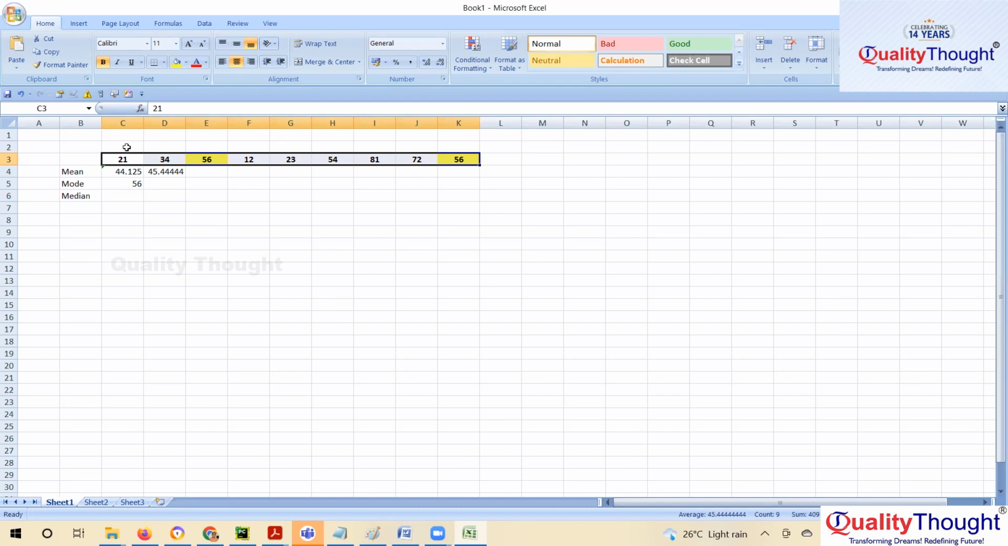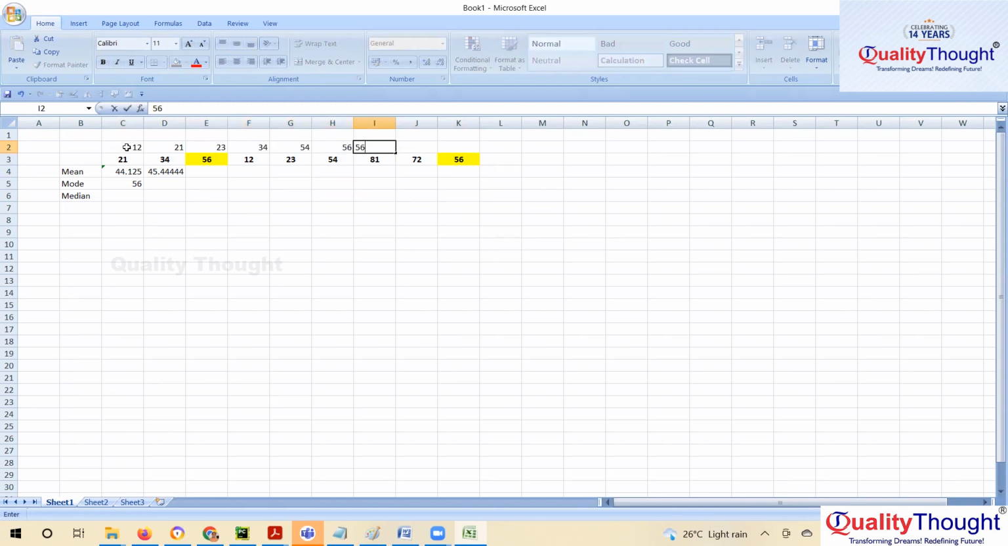To calculate the median, first you have to put the numbers in increasing order. So your first number will be 12, then 21, then 23, then 34, 54, 56, 56, 72, 81, right? First you put it in increasing order.